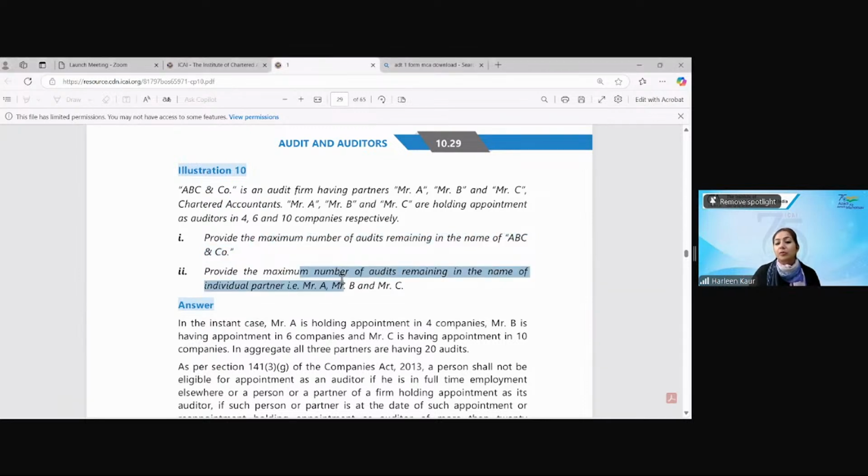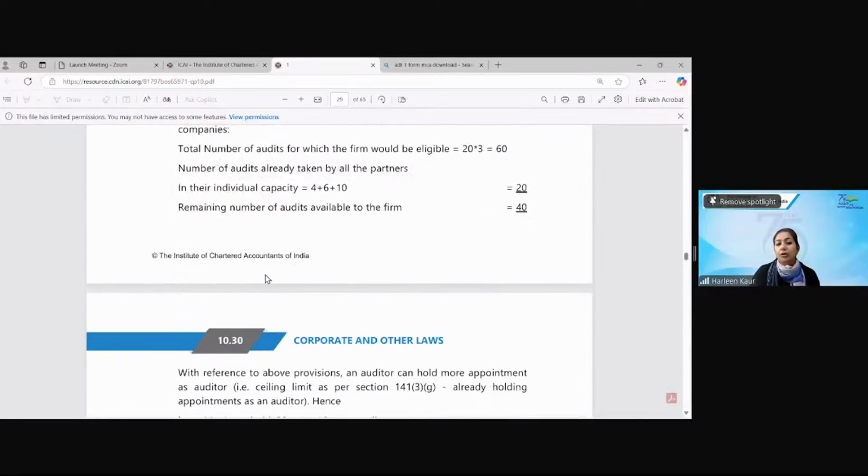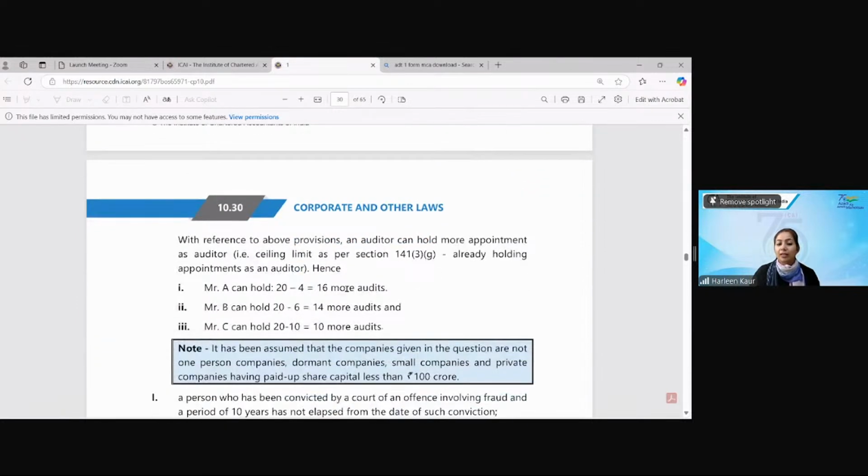Now tell me the maximum number of audits that are remaining. So 4 you have, 16 you can do. 6 you already have, 14 you can do. 10 you already have, 10 you can do. So this is how your maximum capacity is 20 audits, and 40 they can still do. So the maximum is 60, and this is the second part of the answer. They can do 16, 14 and 10 more audits. Everyone is clear on this question? Any doubt? Each individual gets maximum audits. That is absolutely correct. Anyone having any doubts on this? Okay, clear. Good.